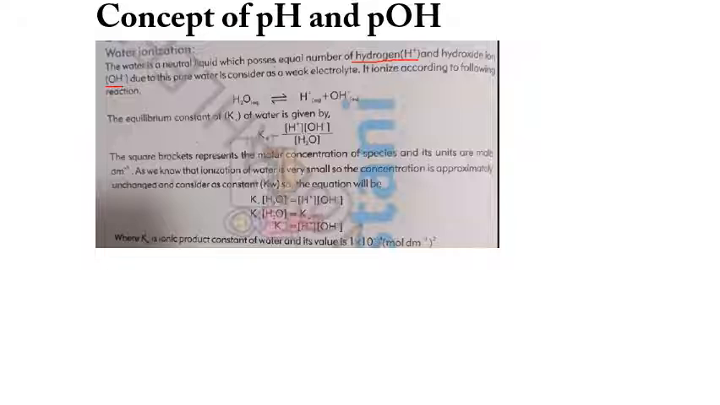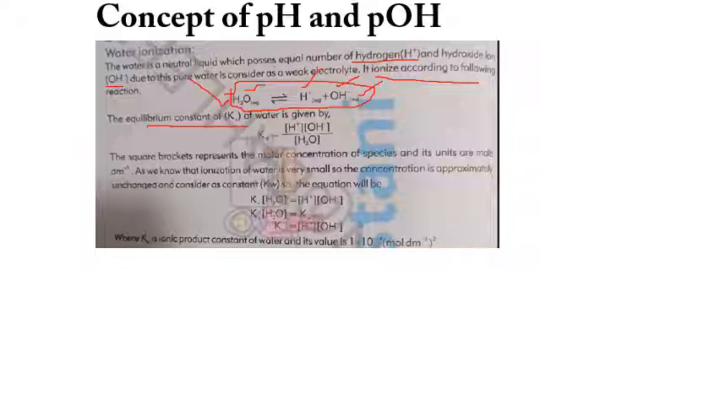These are the concentrations of hydrogen and OH ion. It ionizes according to the following reaction. When H2O dissociates, it produces H plus and OH ion. In the previous chapter we have read the equilibrium constant. So how do we find the equilibrium constant of this reaction? Kc is equal to product concentration divided by reactant concentration. So that is the product and this is the reactant.